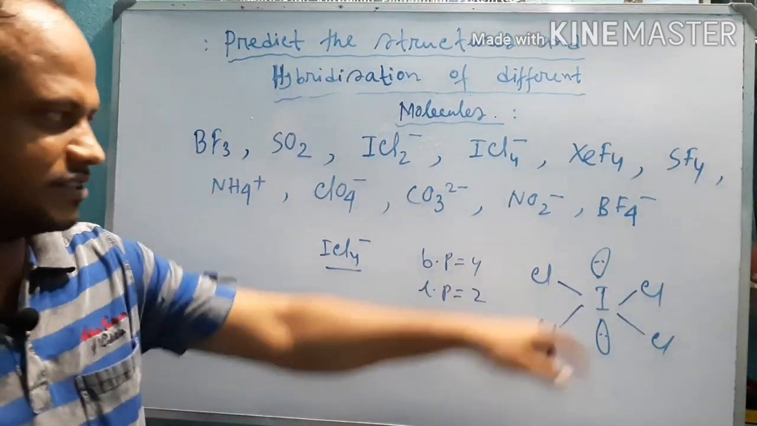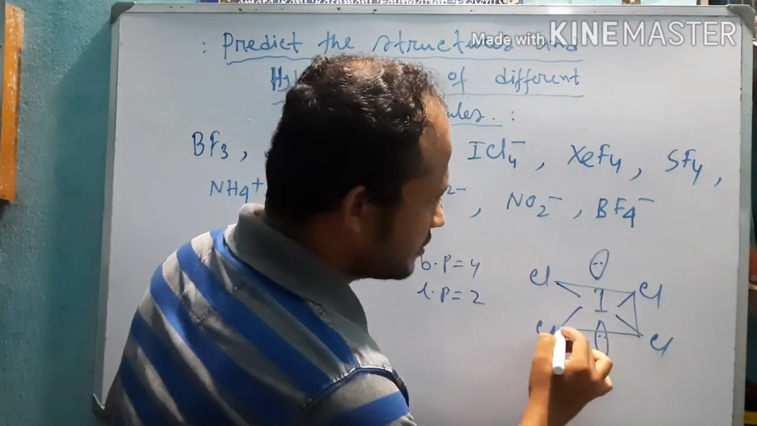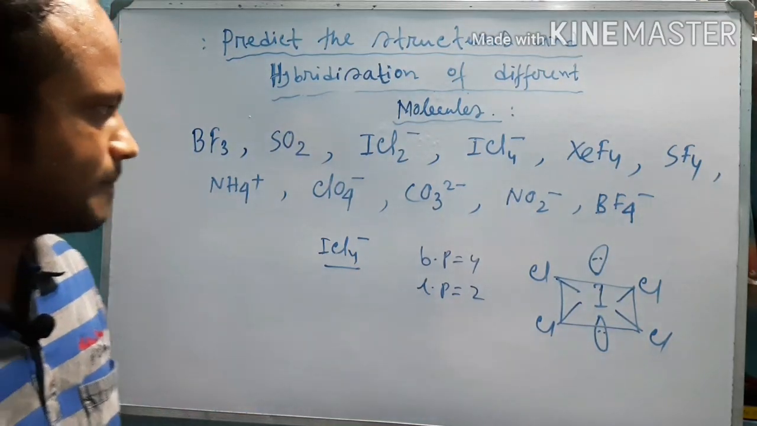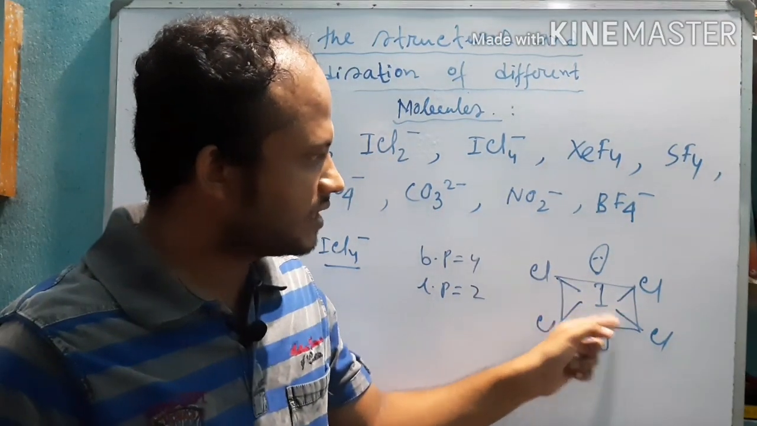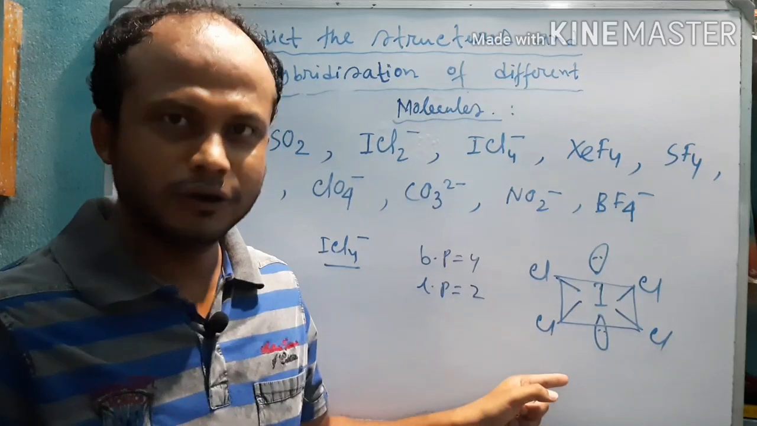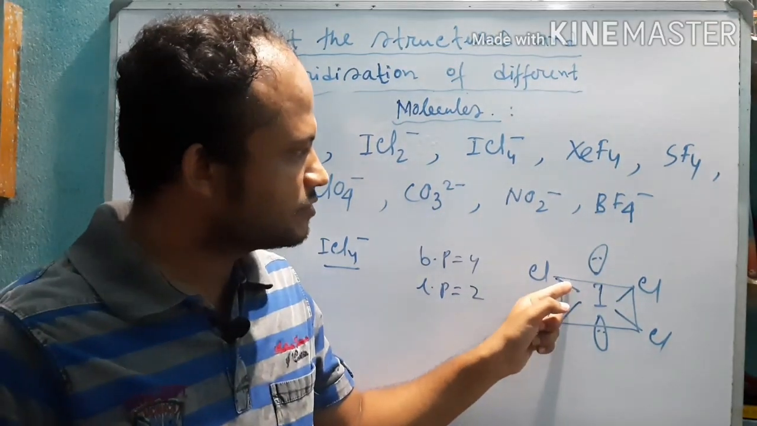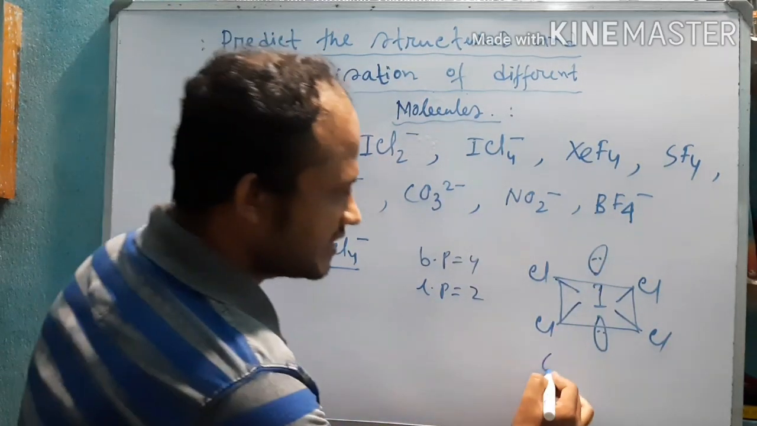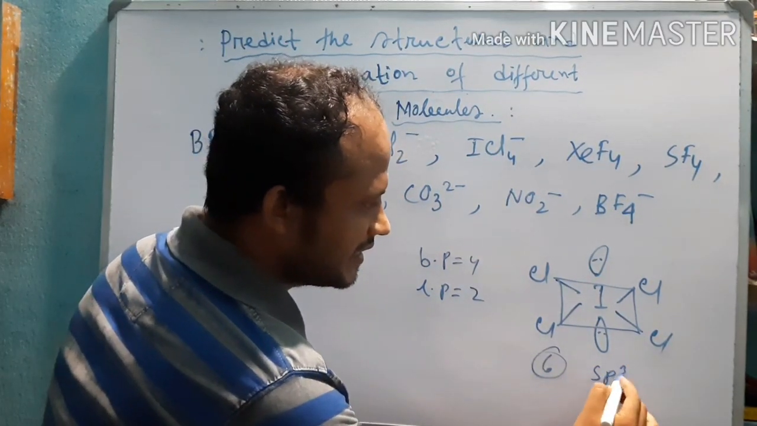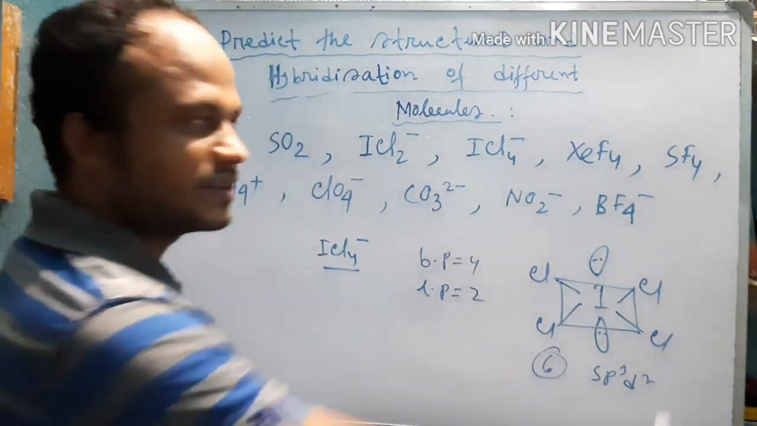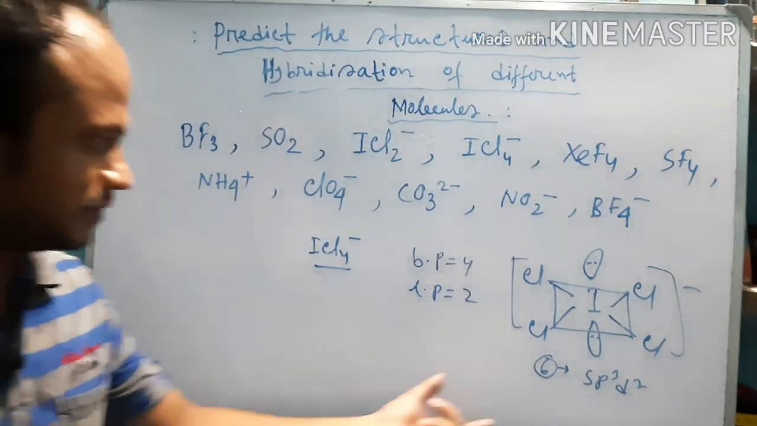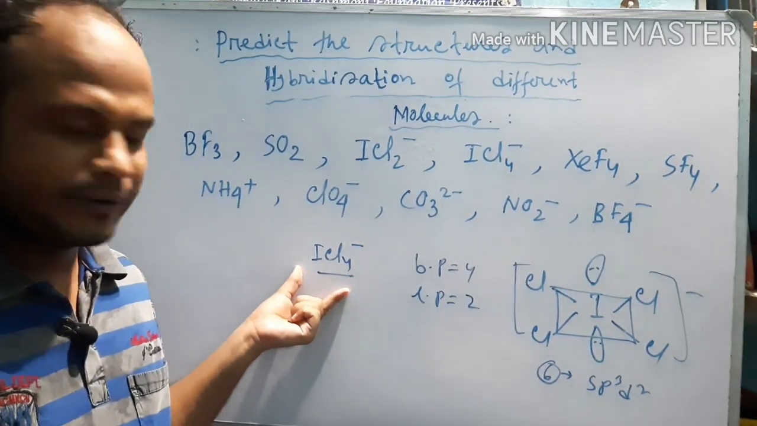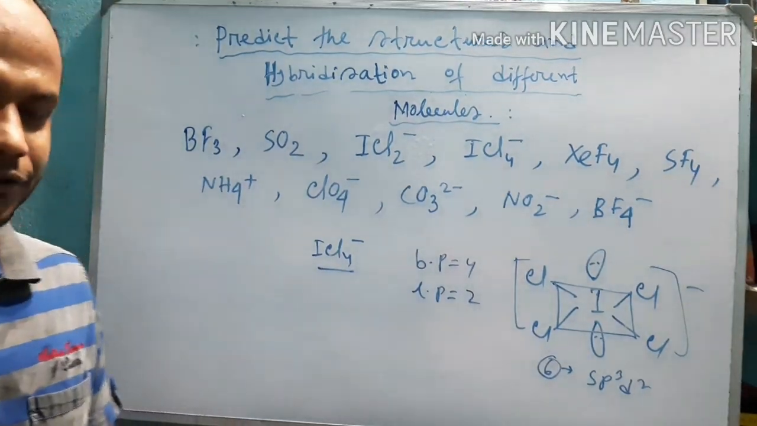Square planar structure here, and you have to find the hybridization without using the formula. Count the number of sigma bonds and the number of lone pairs. Here the sigma bonds are 1, 2, 3, 4 and the lone pairs are 5, 6. So the number is 6, that is sp3d2. So the hybridization of iodine in ICl4 minus is sp3d2.